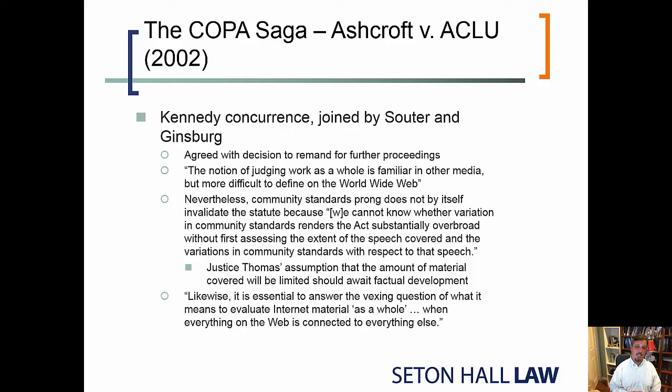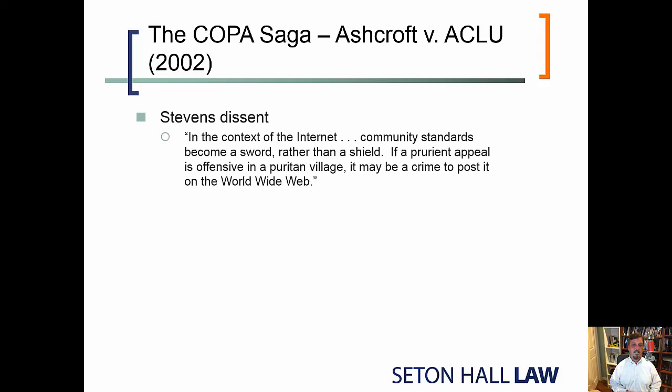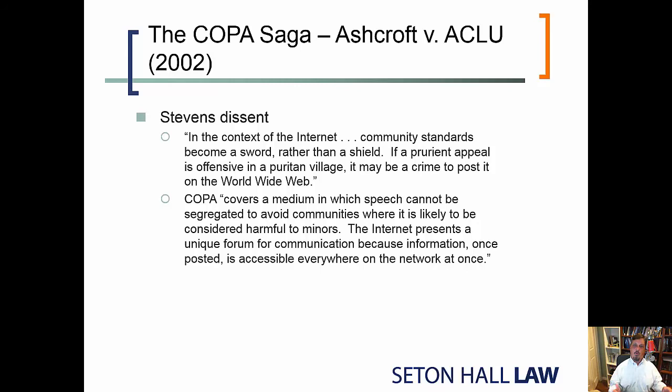Justice Stevens dissents. Stevens really takes O'Connor's and, to some extent, Kennedy's arguments and flips them on their head, and says we can't use any kind of community standards on the internet. And he uses this nice little zinger here: if a prurient appeal is offensive in a Puritan village, it may be a crime to post it on the web. He is saying that there is simply no way to segregate speech on the internet. The internet is available to everyone all at once. And there simply is no way to have separate areas or ways in which you can discern that a child in some very conservative community might have access to the material.